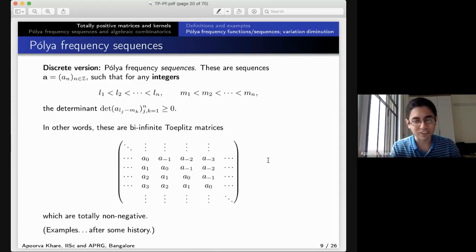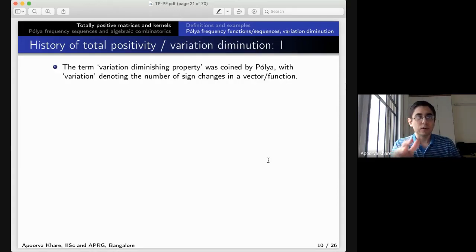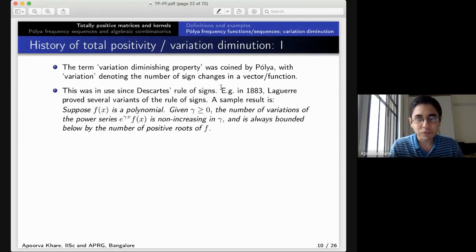So let me now go back to the history of how these things came up. These actually predate Schoenberg's 1930 paper for matrices. They go back to Laguerre's 1883 paper that I already told you about. Let me tell you how total positivity started and how the variation diminishing property came about. The property was named by Polya in connection with the number of sign changes. The word variation was in use at least in Laguerre's paper, maybe even earlier, certainly morally speaking since Descartes' rule of signs, where the variations of a polynomial, or a vector, have been studied.